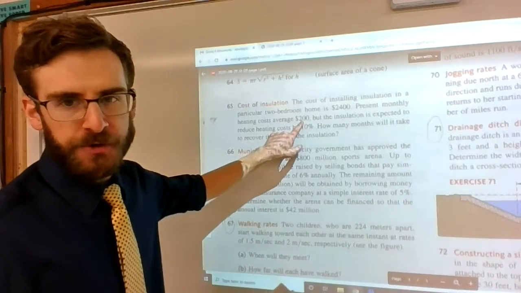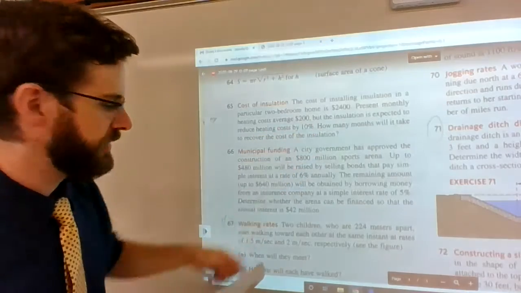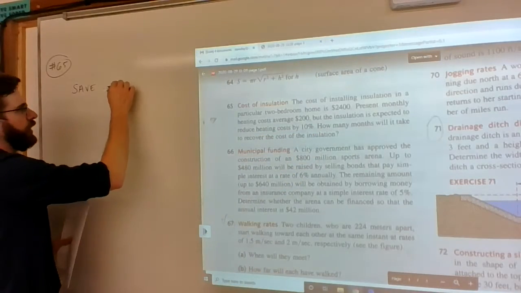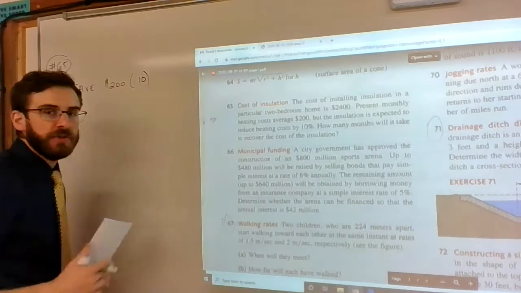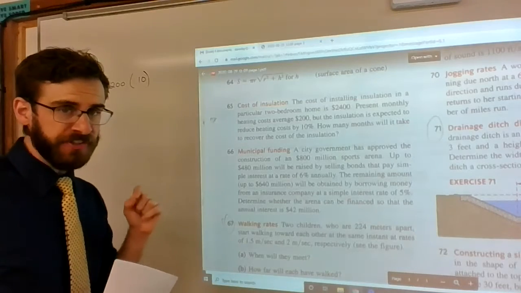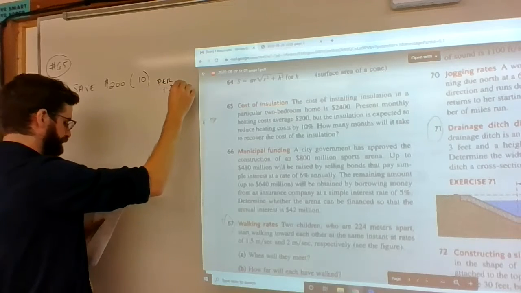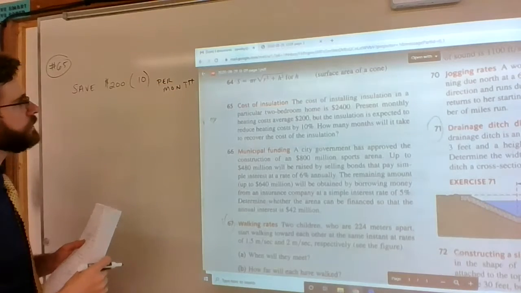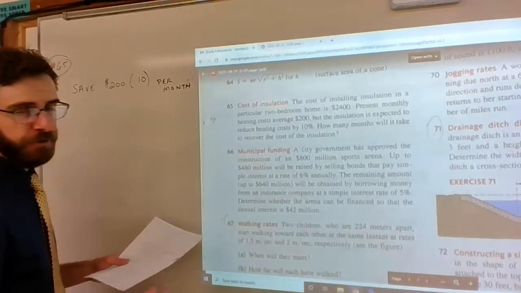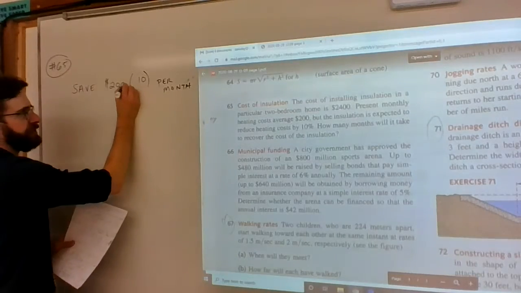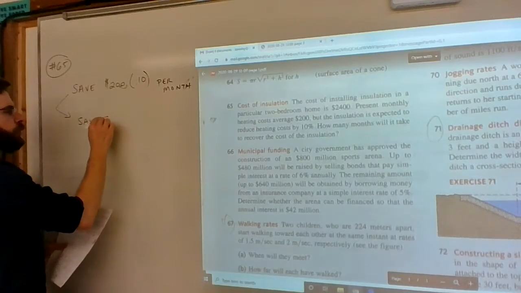I'm paying $200 per month on heating costs. But if I install the insulation, I'm going to save $200 times 0.10. So that's what it means to save 10% per month. So what's 10% of 200? Well, if you remember, multiplying by 0.1 just means you move the decimal place over 1. So we're saving $20 per month.